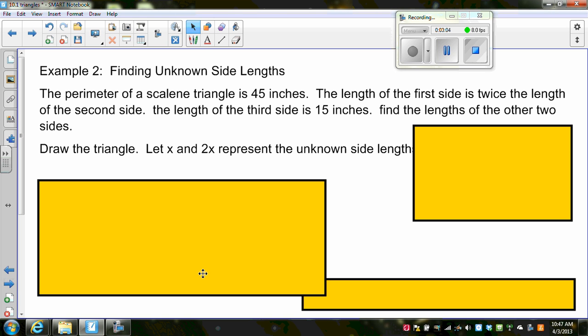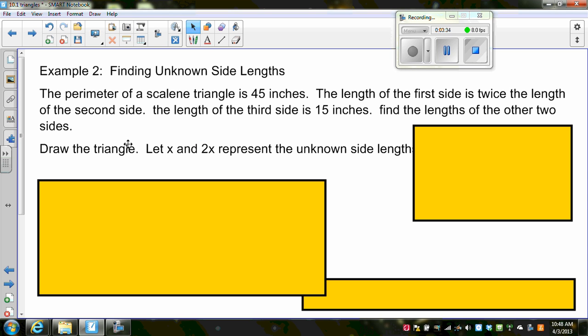The second example is, what if we have an unknown side length? So if they give you the perimeter, you know the distance around the shape. And we know for any shape, if you add up all the sides, we get the perimeter. So if the perimeter of a scalene triangle is 45 inches, the length of the first side is twice the length of the second side, and the length of the third side is 15 inches. Find the length of the other two sides.